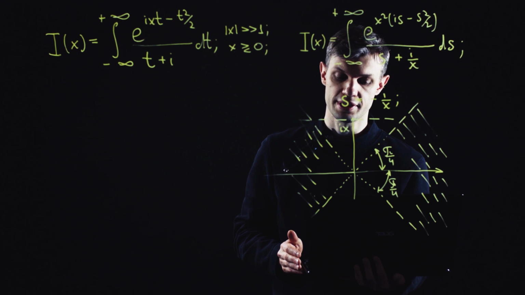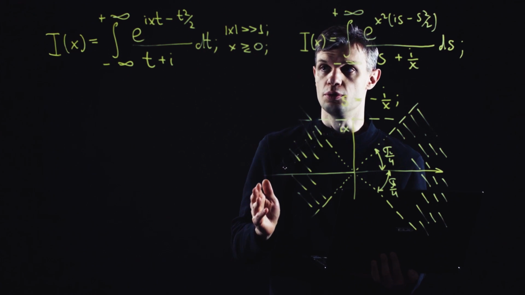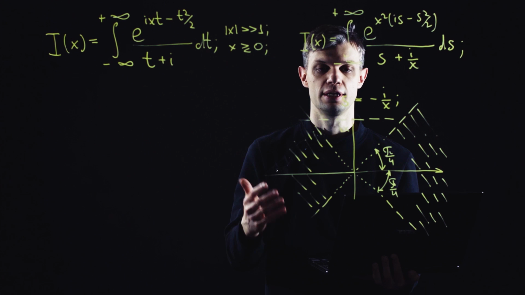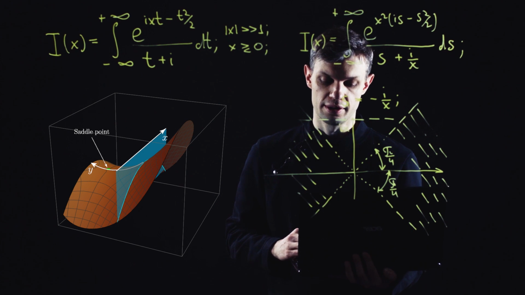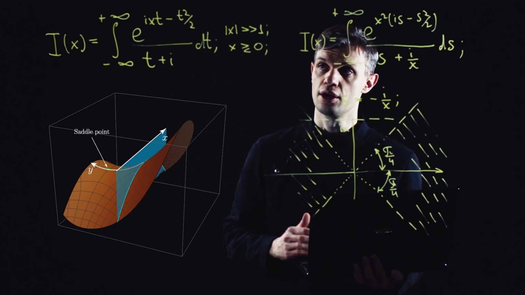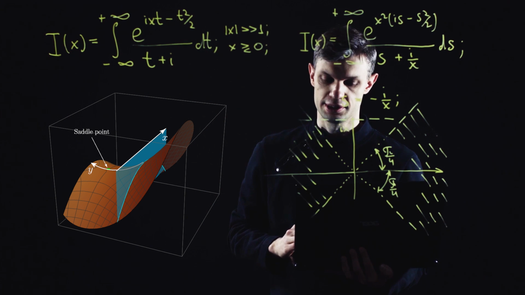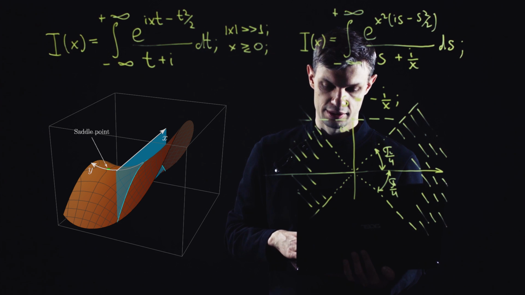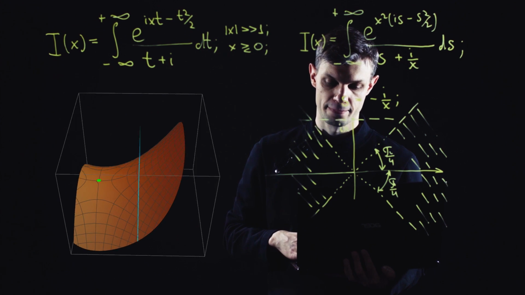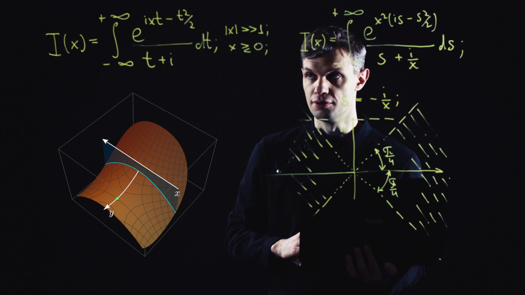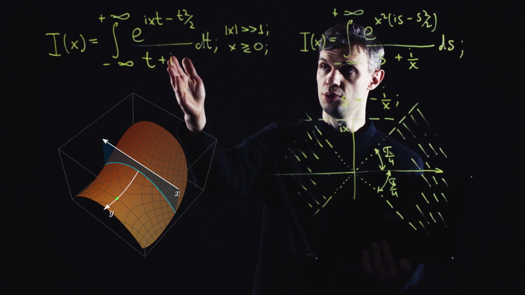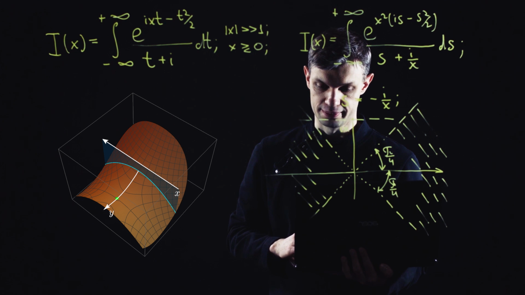Before we proceed any further, let me show you some 3D visualization which will help you understand what's going on in the complex plane. What you're looking at in the projection is the relief of the real part of the exponent function. Let me rotate it for you. And the blue line corresponds to the initial position of the contour, which is the real axis.